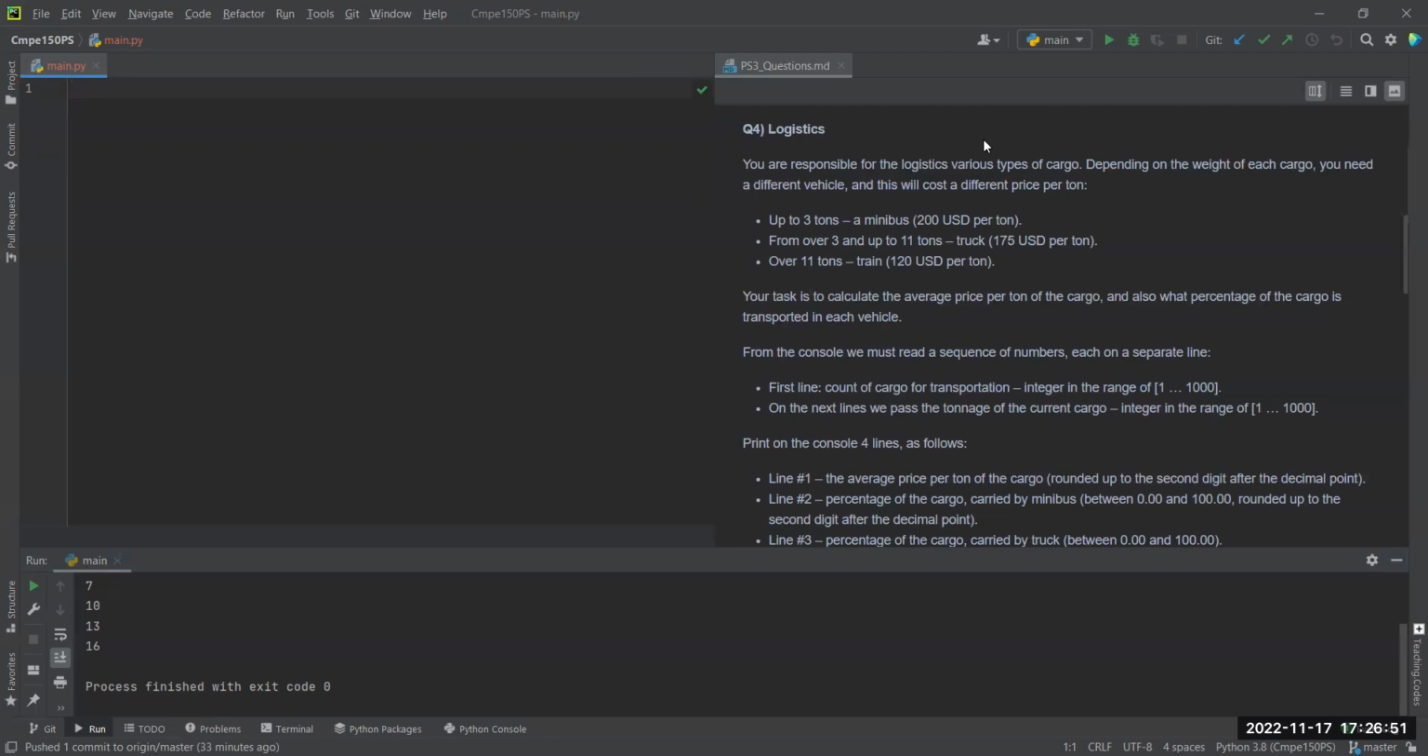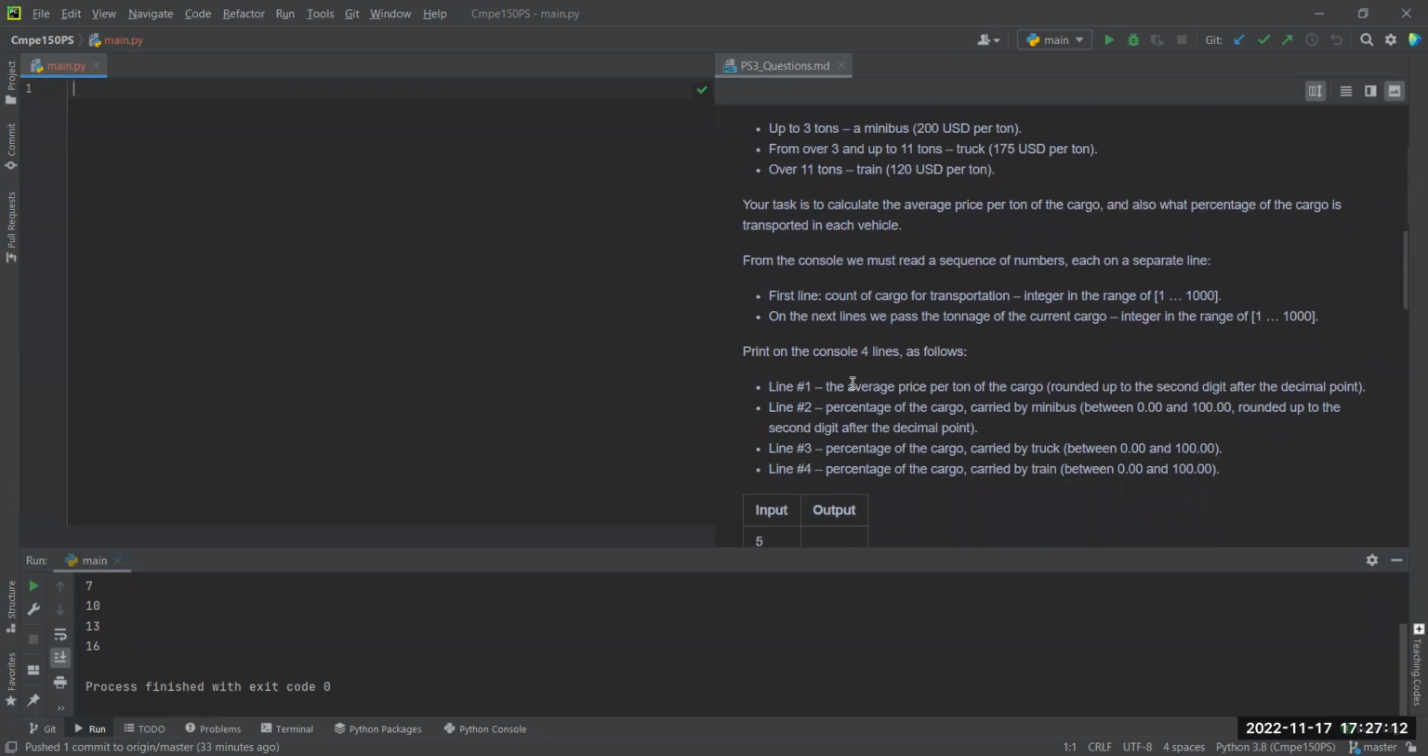Your task is to calculate the average price per ton of cargo, and also what percentage of the cargo is transported in each vehicle. From the console, we should take some inputs, and on the first line, we should take the count of cargo for transportation, and on the next lines, we pass the tonnage, the weight of the current cargo. And on the output, we should have 4 lines. The first line represents the average price per ton of cargo, and the second, third, and fourth lines represent the percentage of cargo carried by minibus, truck, and train respectively.